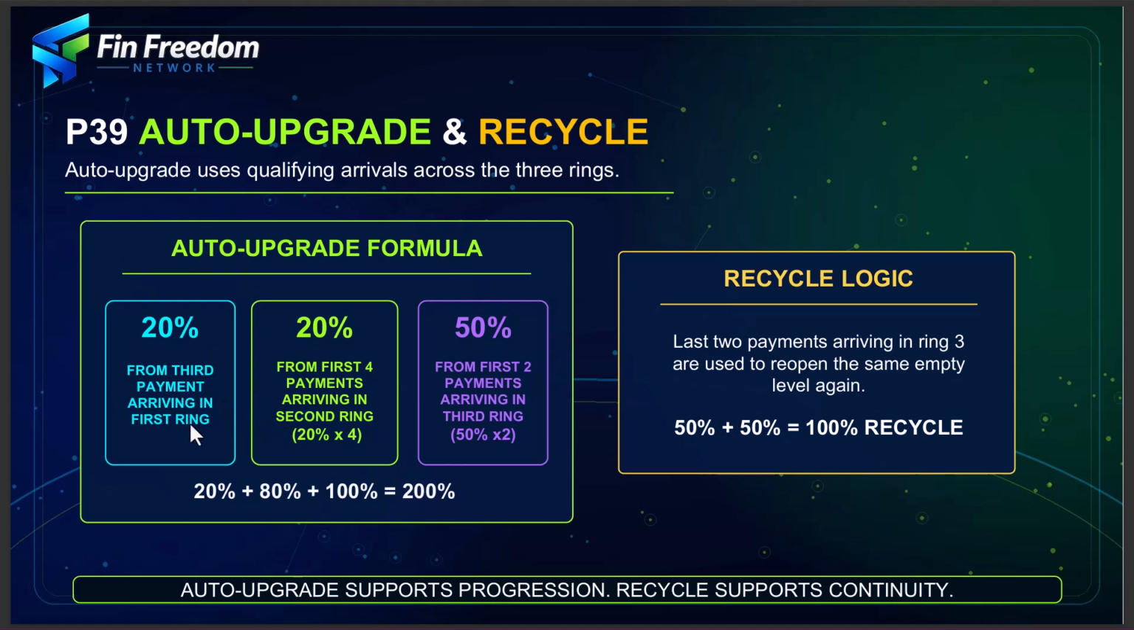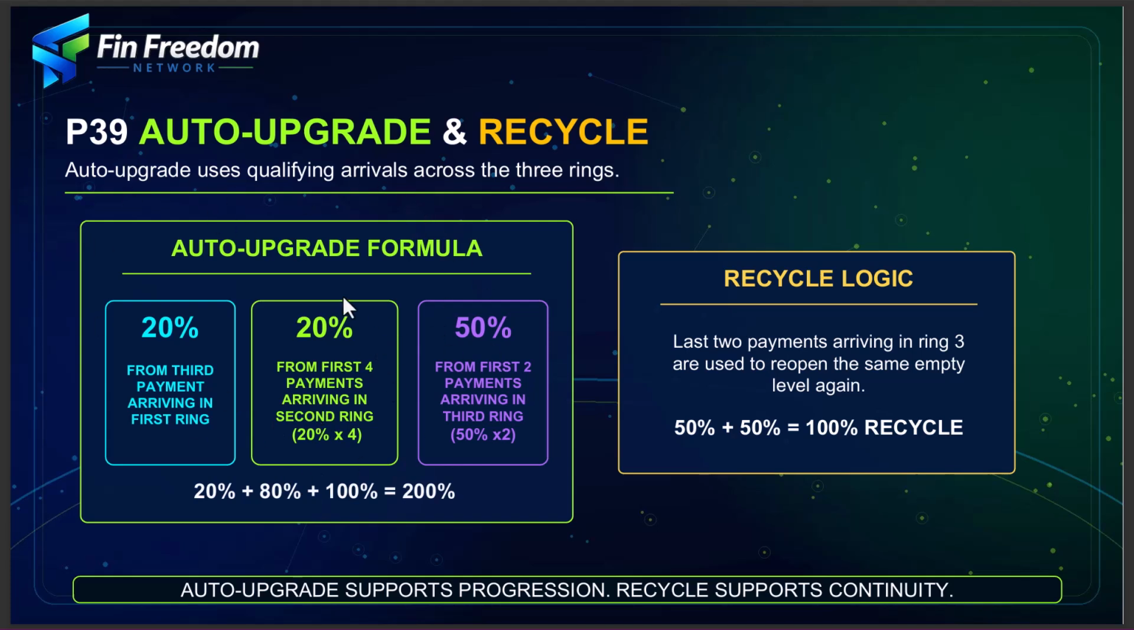But when the money enters the third position in the first ring, 20% will be locked. Fourth position in the second ring, 4 times the money will be locked. 2 times the money will be locked. It will give you 200% to auto upgrade you. But now let me explain something.